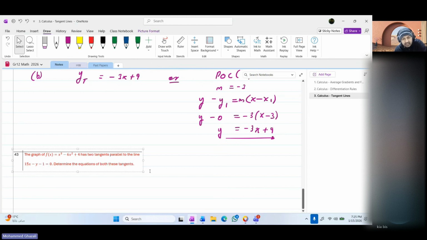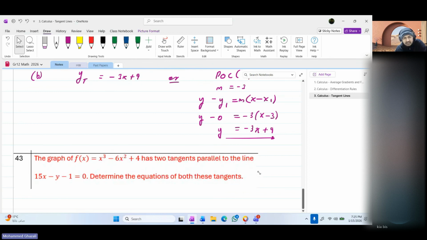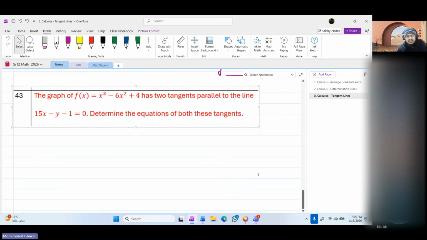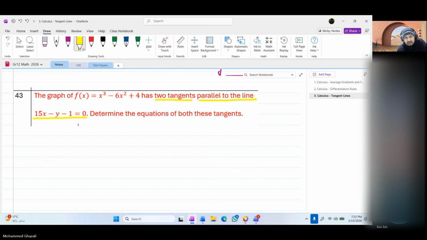Okay, so we have a question here which says the graph of f of x, which is x cubed minus 6x squared plus 4, has two tangents which are parallel to the line. Right, so what is the line? So this is some function, and this function has two tangents. Determine the equations of both these tangents.